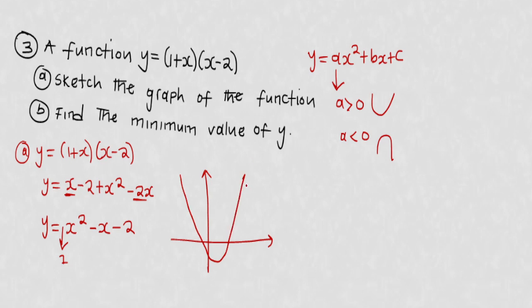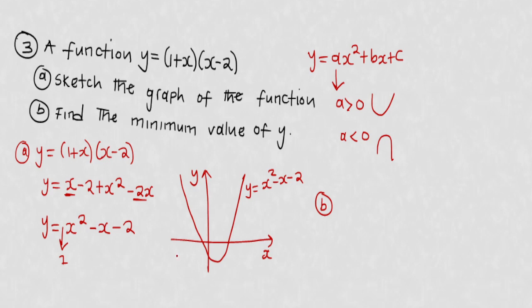So this is a graph of y is equal to x squared minus x minus 2, what we found. So we have sketched. That is how you can just sketch temporarily, knowing that this is y, this is x. After sketching, we can proceed to look at part B of the question, which is saying find the minimum value of y.